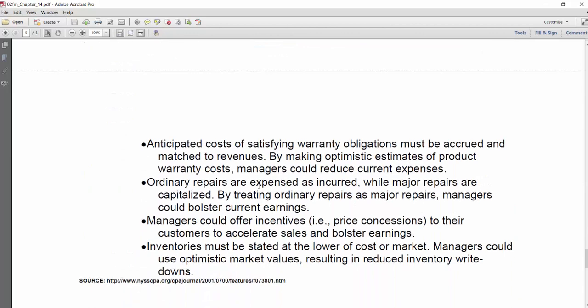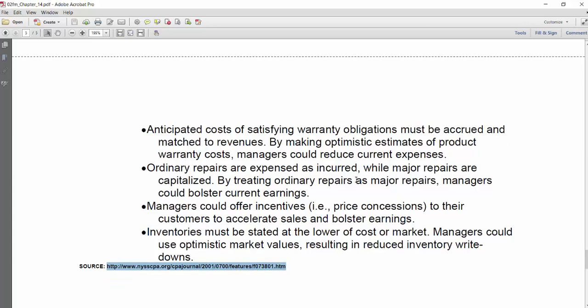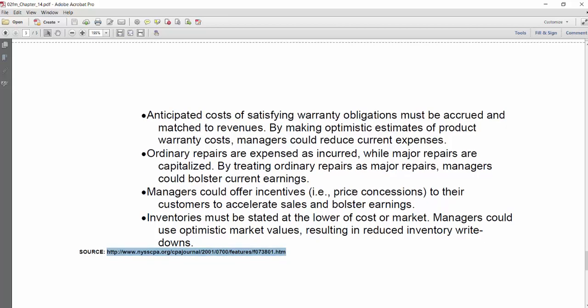So a few more items here. You can look up the source of this information from the New York Society of CPAs. They're the ones who came up with this list, and these are really quite common and actually effective if you're not on the lookout for them.